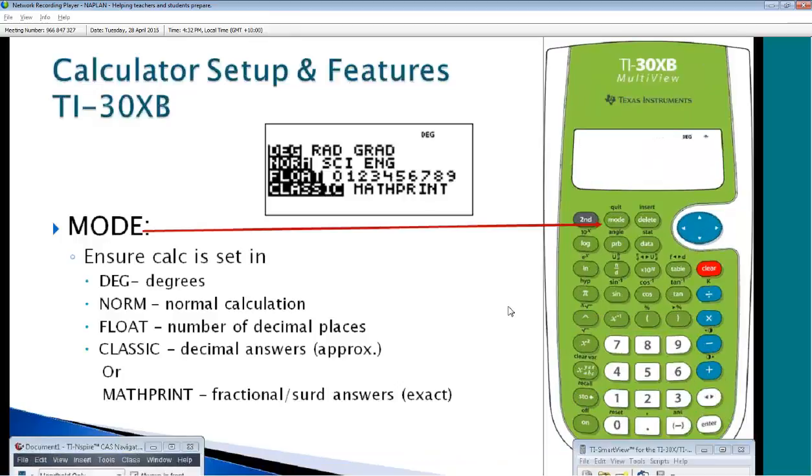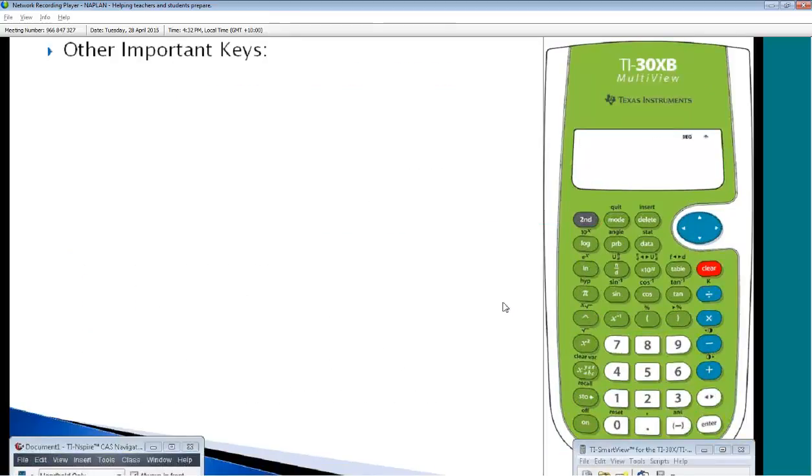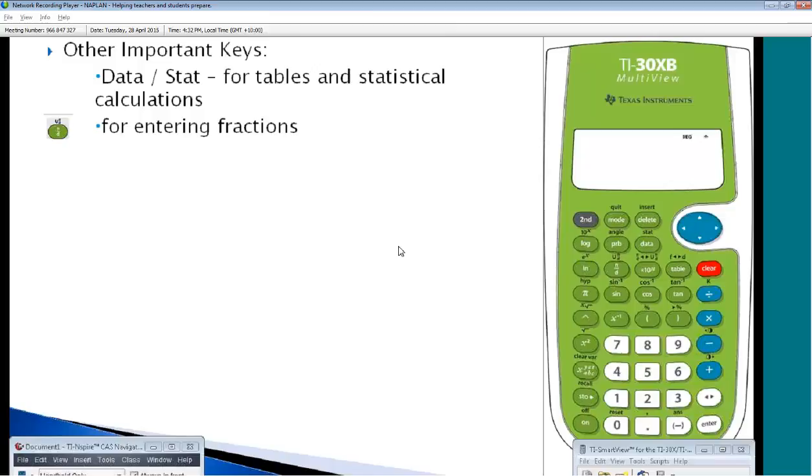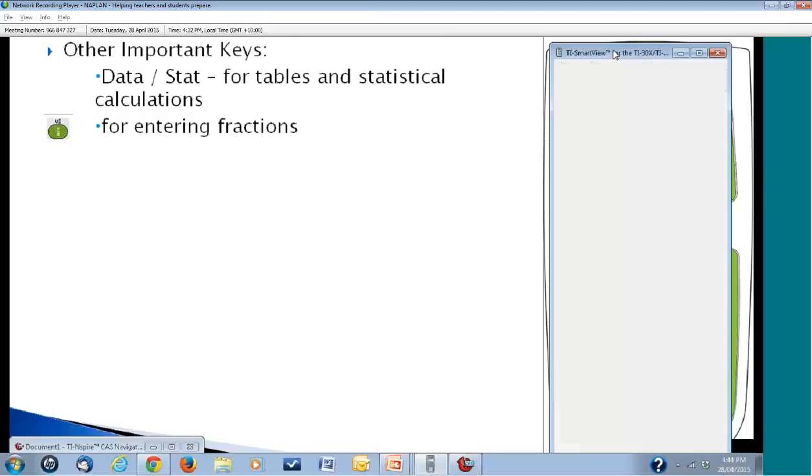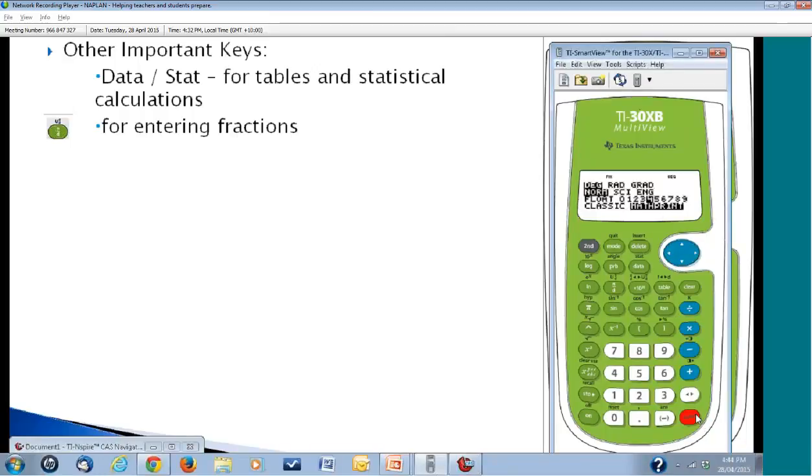Now, the other thing we need to make sure students are aware of is just some basic keys that can assist them knowing where they are and what they do. The data key is over on the right-hand side here, and we're going to actually look at that one today. Fraction, for entering fractions, now it depends on the mode that you have it set up in. So if I'm set in Math Print, when I clear out of my mode screen, if I press the fraction button, you will see that I get a fraction the way we're used to writing it in class.